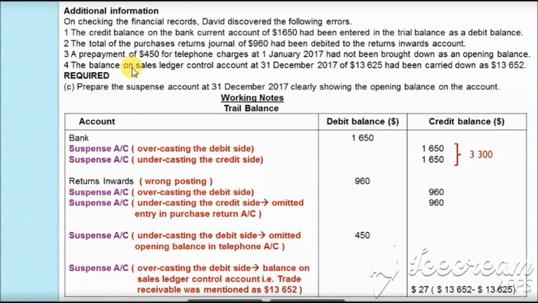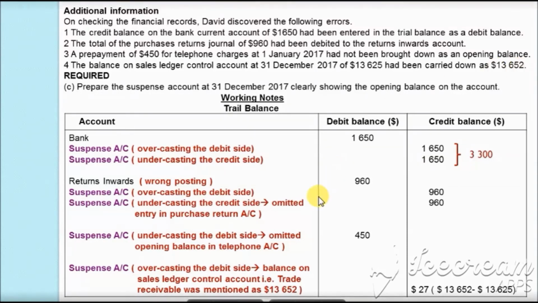Next, we have a balance on the sales ledger control account at 31st December 2017 of $13,625, which has been carried down as $13,652. So what will this sales ledger control account balance be? This will be your trade receivable.